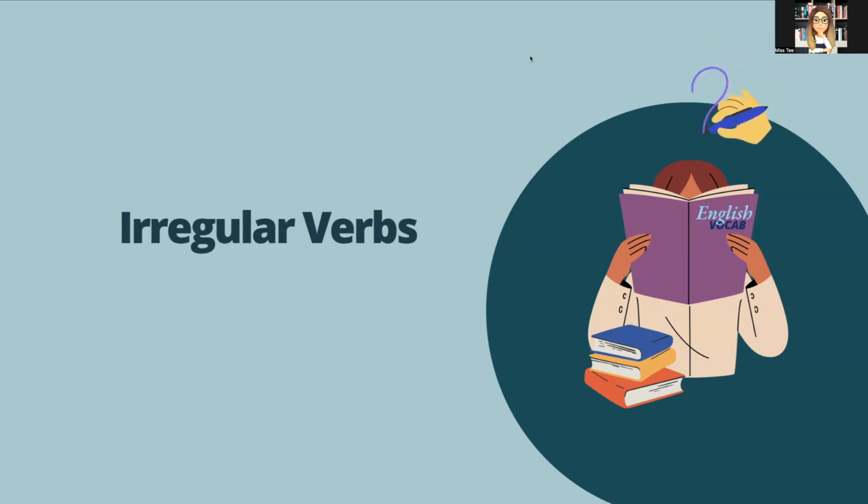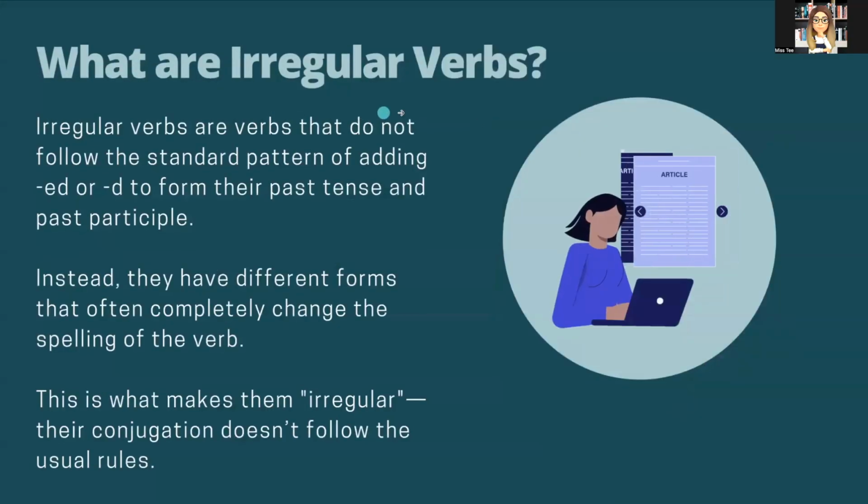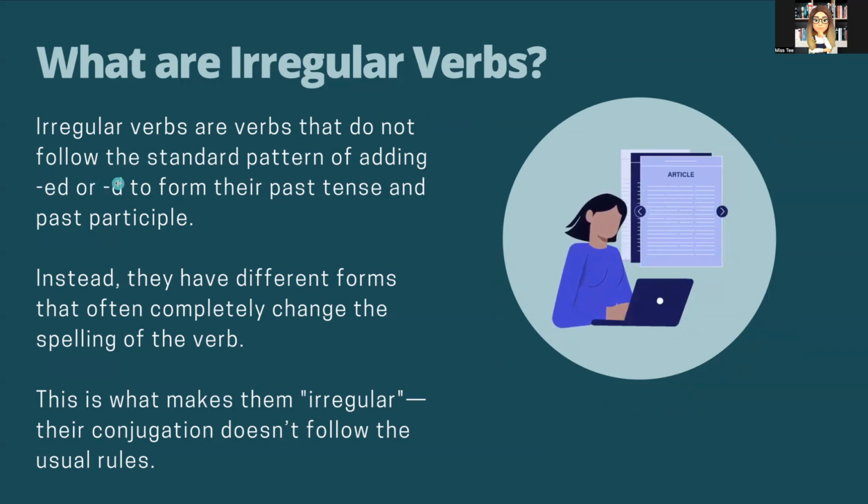Then at the end of this lesson, we're going to do some practice questions together to see how much you can remember. So let's first talk about what are irregular verbs. So irregular verbs are verbs that do not follow the standard pattern of adding either ed or d to form their past tense and past participle.